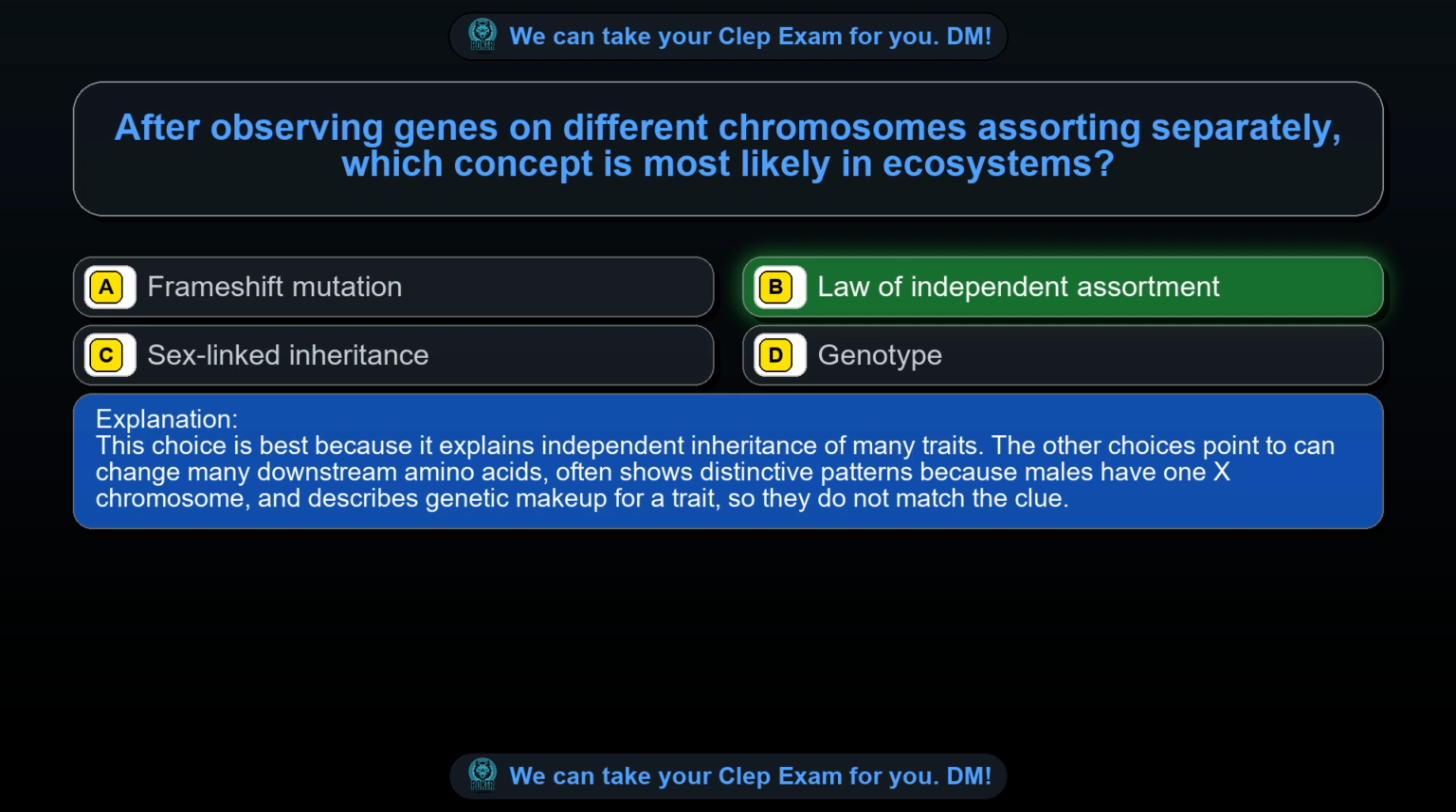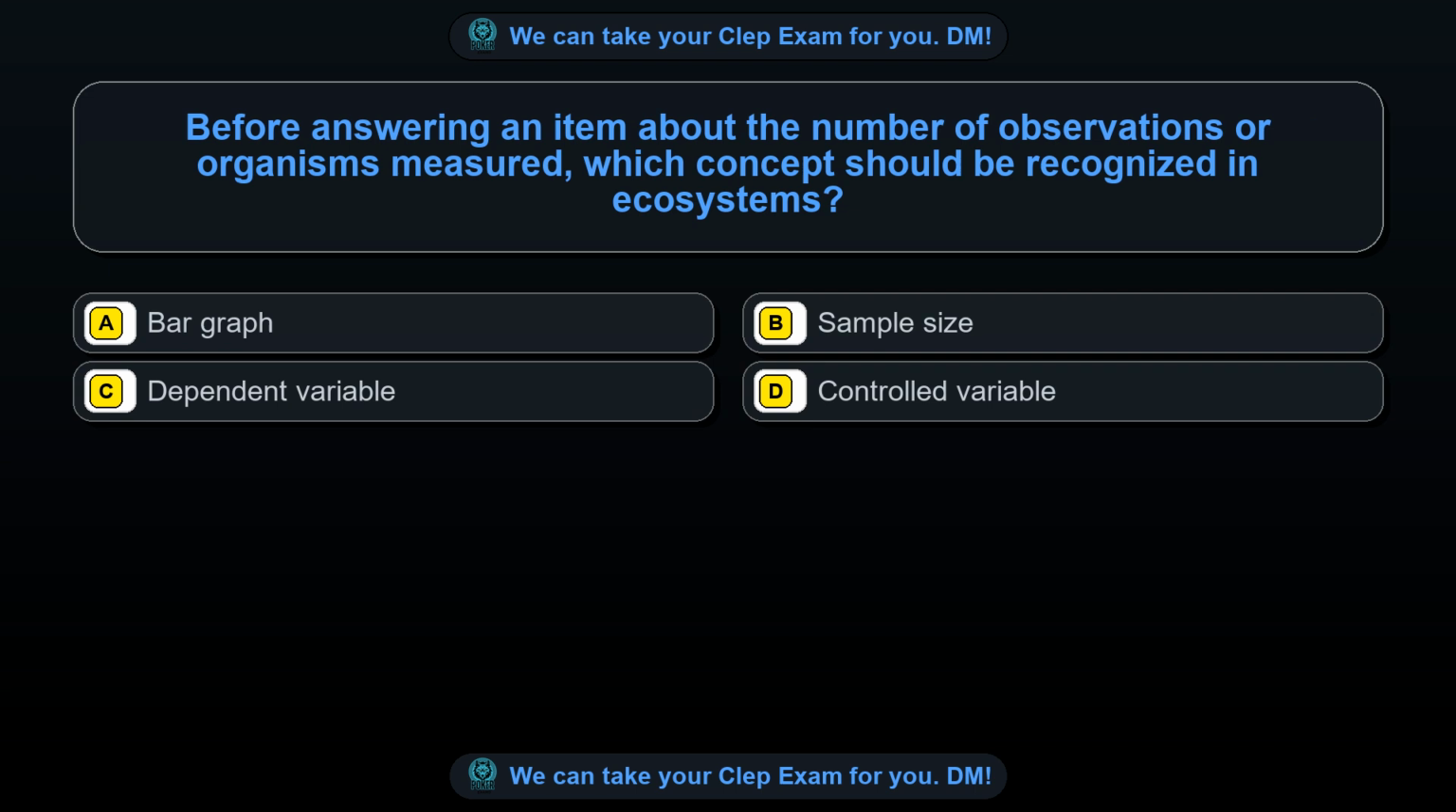The other choices point to can change many downstream amino acids, often shows distinctive patterns because males have one X chromosome, and describes genetic makeup for a trait, so they do not match the clue. Question 95. Before answering an item about the number of observations or organisms measured, which concept should be recognized in ecosystems? Option A, bar graph. Option B, sample size. Option C, dependent variable. Option D, controlled variable. The correct answer is option B, sample size.